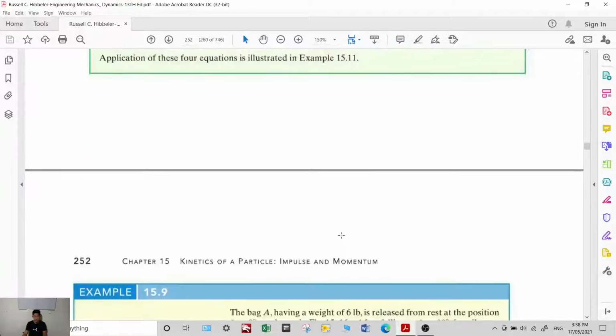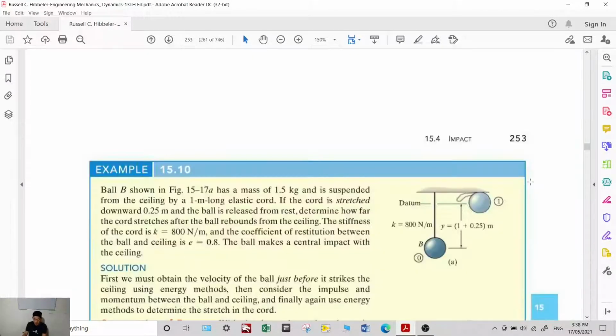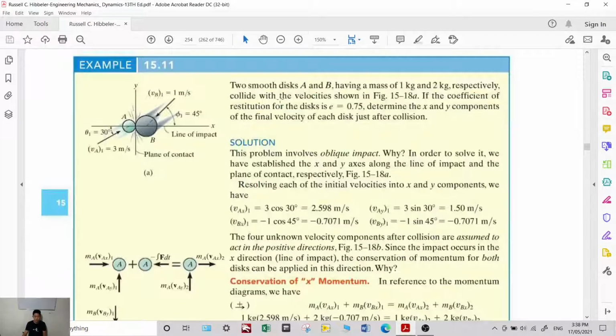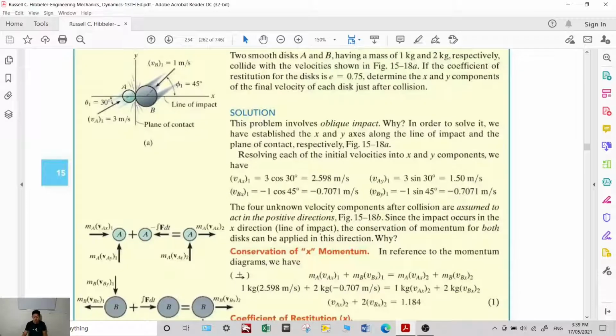Okay, so in order to illustrate this one, let's have this example wherein you have two small discs A and B. This is A, this is B. The mass of A is 1 kilogram and for B is 2 kilograms respectively. Now they collide with the velocities shown. If the coefficient of restitution for the disc is 0.75, determine the x and y components of the final velocity of each disc just after collision. So we are asked to find the final velocity in the x and y direction for these two discs.